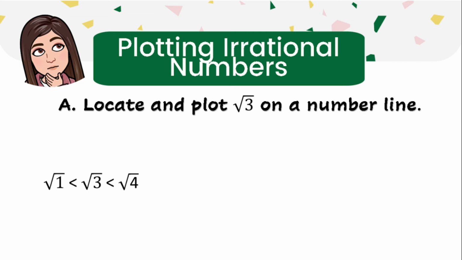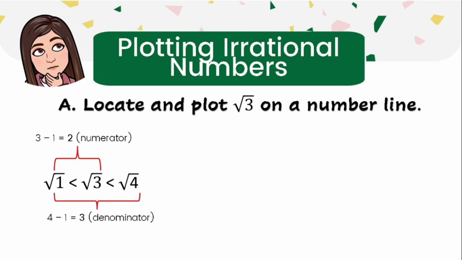Step number 2. Find the distance from each integer. 3 minus 1 is equal to 2. 2 will be the numerator. 4 minus 1 is equal to 3. That will be our denominator. Thus, the fraction formed was 2/3.